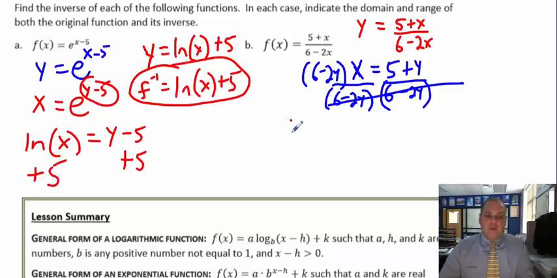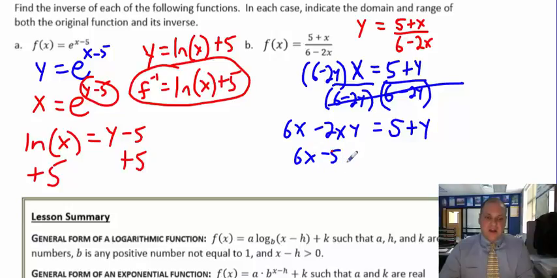So now we got 6x minus 2xy equals 5 plus y. We want to get all our y's on the same side of the equation, so I'm going to add 2xy and subtract 5. That's 6x minus 5 equals y plus 2xy. Now I need to factor out a y. This is kind of different than anything else we've done. I need to factor out my y, and I get y times 1 plus 2x.